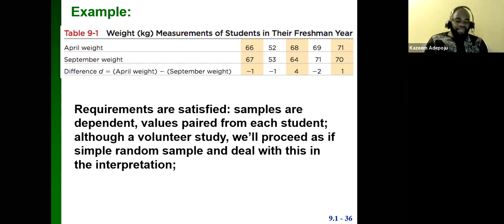Now take a look at the example that I'm showcasing right now: the weight measurement in kilograms of students in their freshman year. We want to compare the April weight with the September weight. Because we're using the same set of individuals, the same person has these two values, only that we measured the weight at different months. That is why it is paired. Can you see that now? We're talking about the freshman year. Now we want to see whether they're actually going to lose weight.